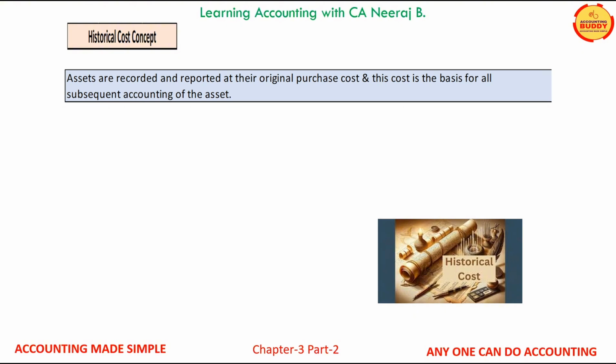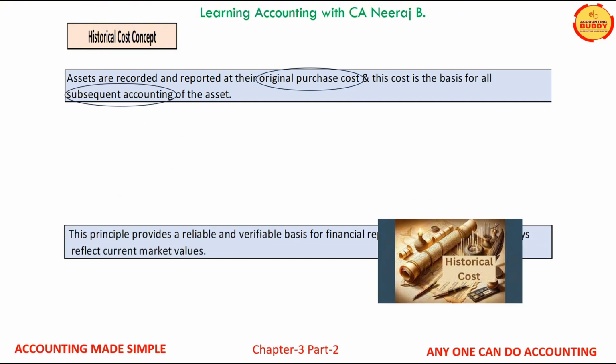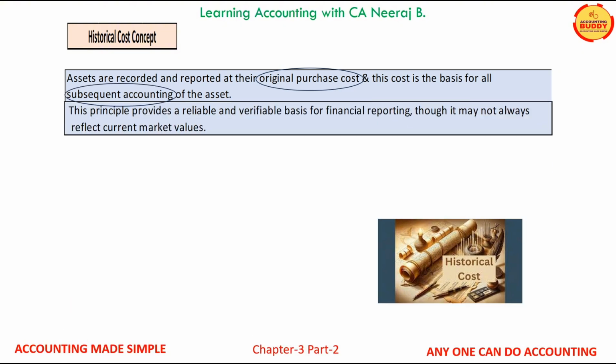Under historical cost principle, assets are always recorded and reported at their original purchase cost, and this historical cost is the basis for all the subsequent accounting of that asset. Since historical cost is backed up by documentary evidence, that is the supplier invoice, this principle ensures a reliable and verifiable basis of financial reporting. Please remember, current market value of the asset is never considered.